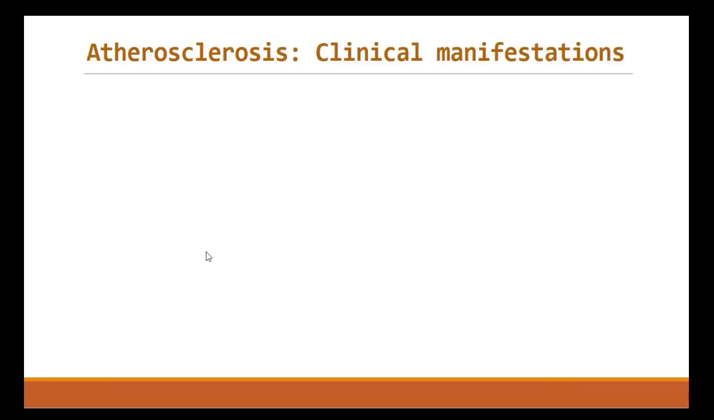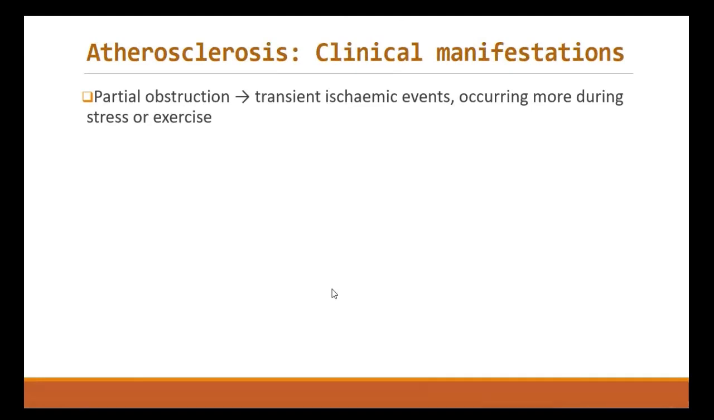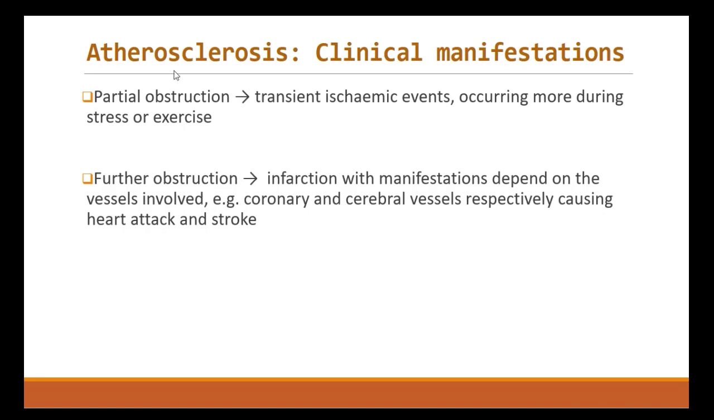Now, how does atherosclerosis present clinically? Would it be local manifestations or systemic manifestations? Mostly localized effects. There could be partial obstruction of an artery. This could lead to transient ischemic events. It can occur more during stress or exercise because when the tissue demand of oxygen increases, there are more chances that you will have this ischemia, right? Further obstruction, if there is complete obstruction, could lead to infarction of the tissue which this artery is supplying.